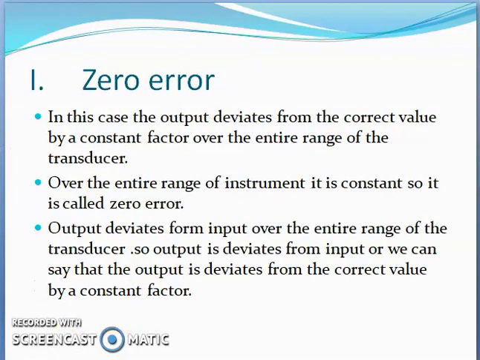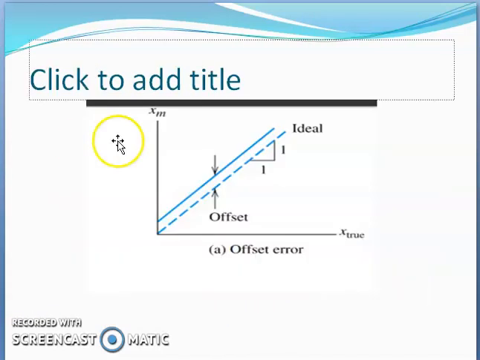So coming to zero error, in this case, output deviates from the input, from the correct value, by a constant factor all over the entire range of transducer. Over the entire range of instrument, it is a constant, so it is called zero error. Here, the output deviates from the correct value by a constant factor. Now coming to the graph.